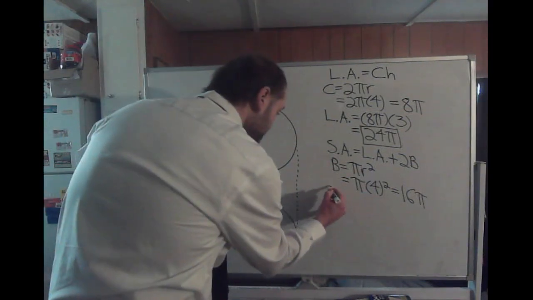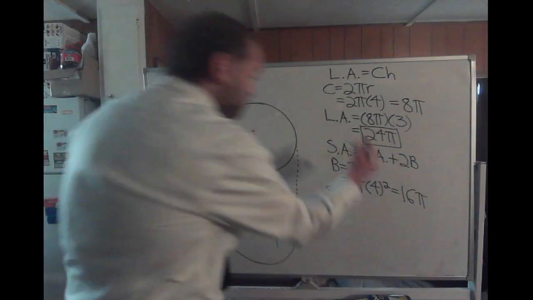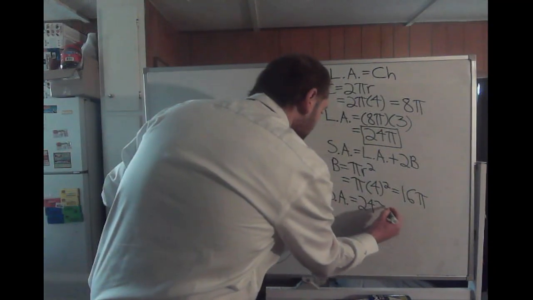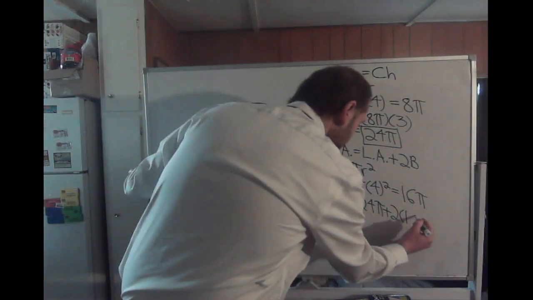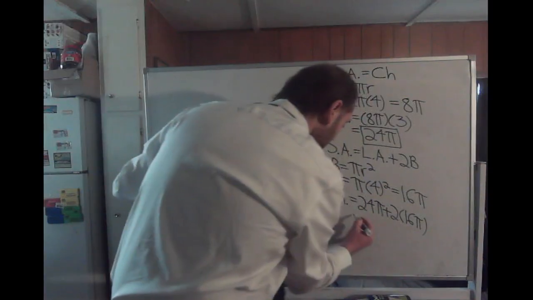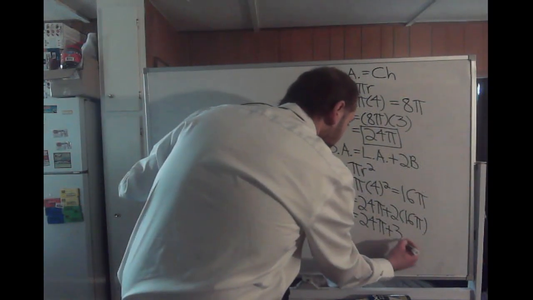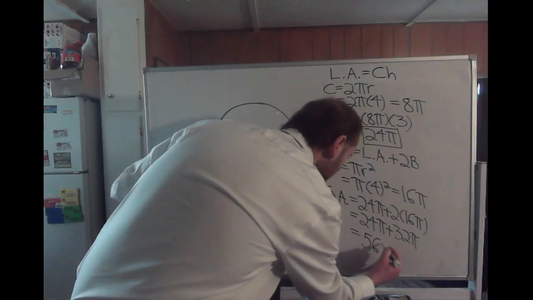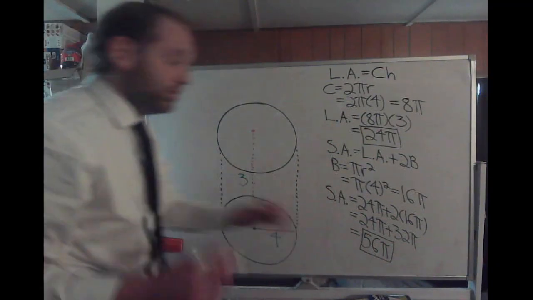Now we can really find the surface area since we know the lateral area and the area of the base. That's equal to your lateral area of 24 pi plus 2 times the area of the base, which would be 16 pi, which would give you 24 pi plus 32 pi, which would give you a surface area of 56 pi square units. So you have a surface area for the cylinder of 56 pi square units.